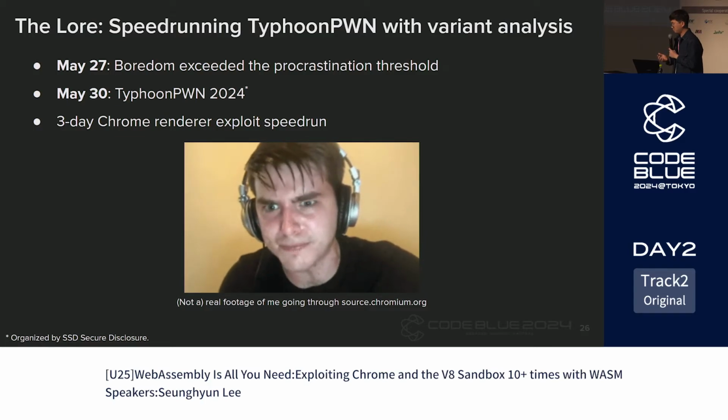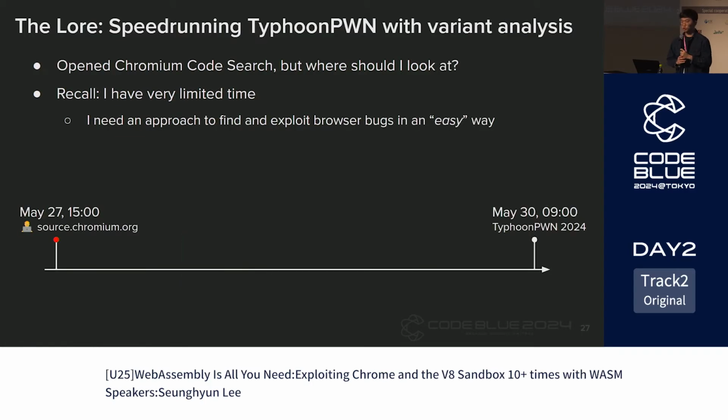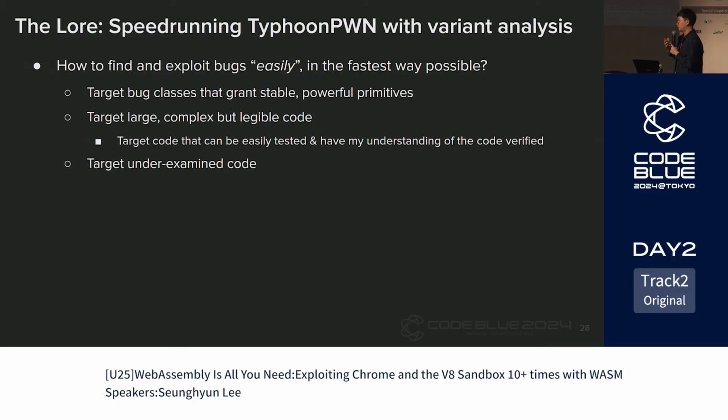So I opened Chromium code search, but it's a very vast pile of code. Where should I first look? Recall that I have very limited time. This means that I need an approach to find and exploit browser bugs in a very simple and efficient way. So how do we find and exploit these bugs in an easy way?